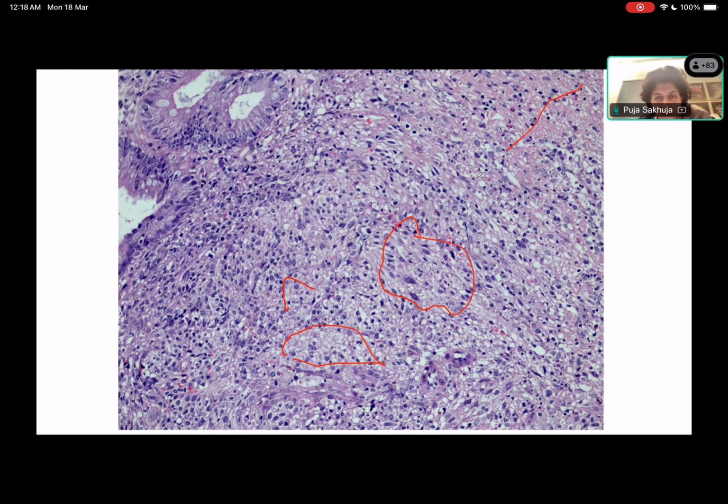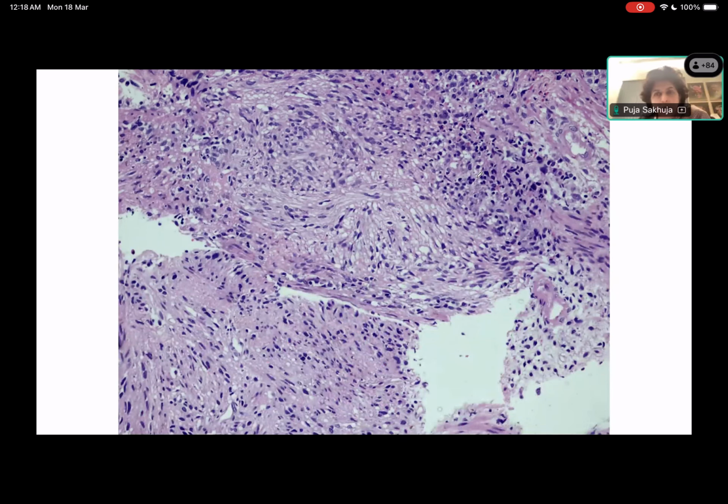Then we'll come back to each of these in turn. Okay. Now this is the next slide, a high power view from a more representative area. So what are you seeing over here? Ma'am, I can see the spindle cells arranged in this pattern that it looks like fascicles. Yes. And the spindle cells are more visible here. The nuclei are hyperchromatic. And so what is happening in this area to these spindle cells?